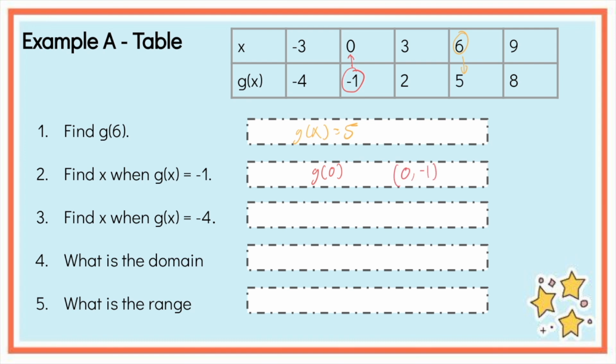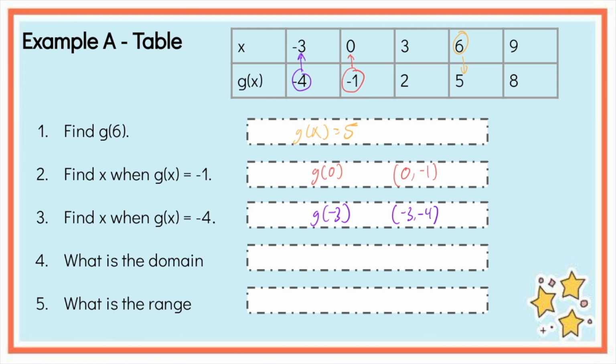Now we've got find x when g of x is equal to negative 4. So again, negative 4 is outside the parentheses, so that's an output. We can see negative 4 is right here, so our input is going to be negative 3. So we can write that as g inside the parentheses is going to be negative 3. Or as our ordered pair, we now have negative 3, negative 4.